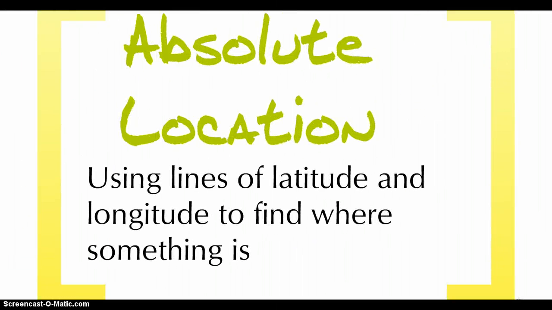There are 2 ways that we can talk about location. The first is absolute location. This is when we use lines of latitude and longitude to find where something is on a map. So fill in the notes, use lines of latitude and longitude to find where something is. These are lines that map makers have put on the world in order to be able to locate places. And this is what your GPS on your phone uses to tell where you are or to give you directions to go somewhere.